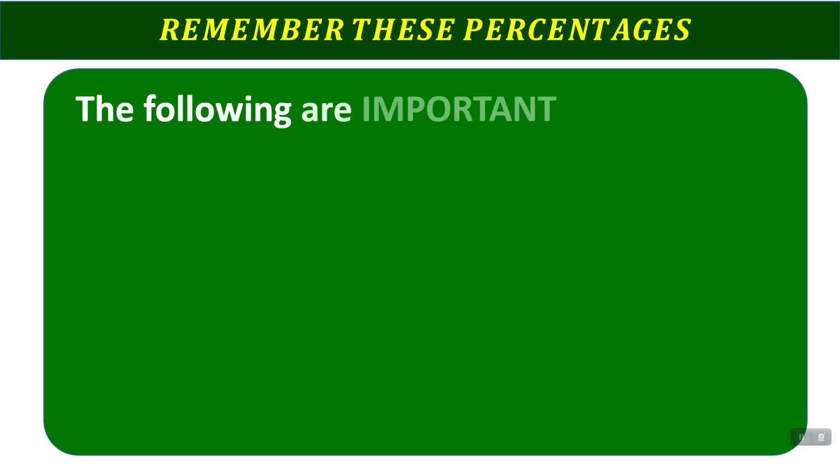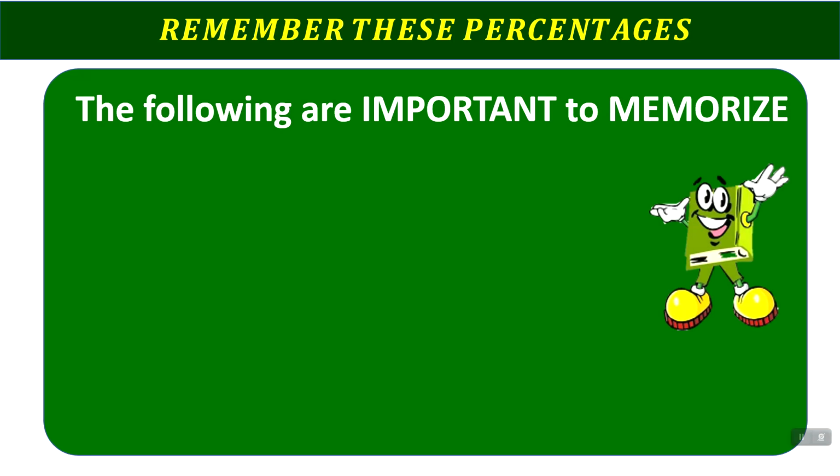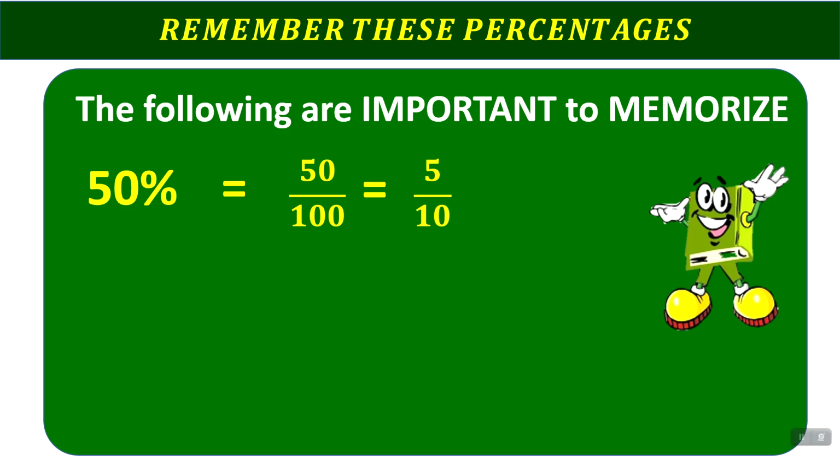Remember these percentages. The following are important for you to memorize. You will see these straight throughout your career. 50%, we know that's 50 over 100. But if we cancel the zeros, we're left with 5 out of 10. And again, if we divide both by 5, 5 divided by 5, and 10 divided by 5, we will get 1/2. And so 50% is really 1/2.